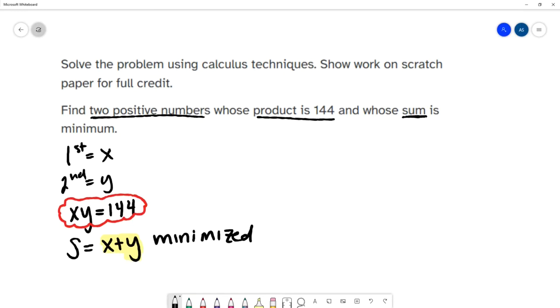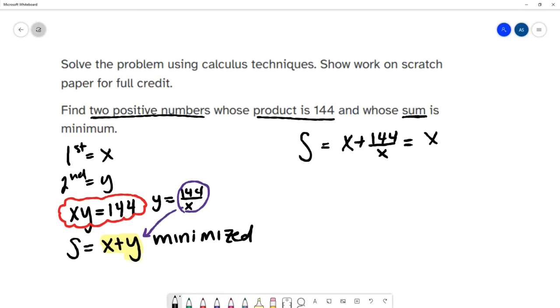So I can solve for y and write this equation as y equals 144 over x, and substitute that in for y. And now I have an equation for the sum, which only has one variable, and that's x plus 144 over x. For calculus purposes, it's easier for us to work with the equation in this format, x plus 144 x to the negative 1.